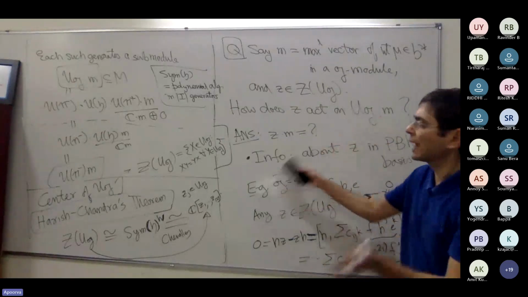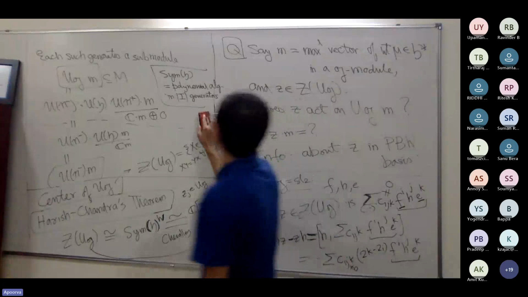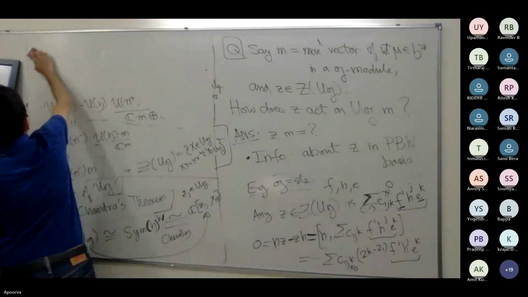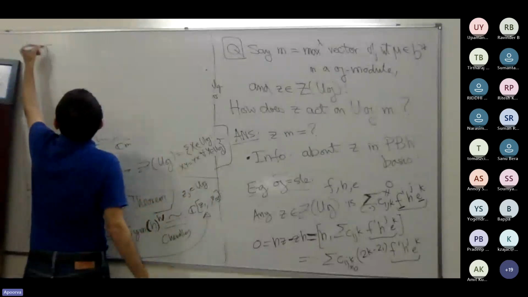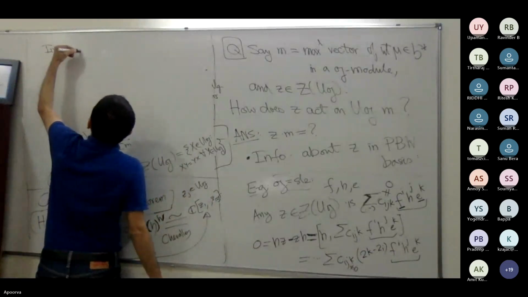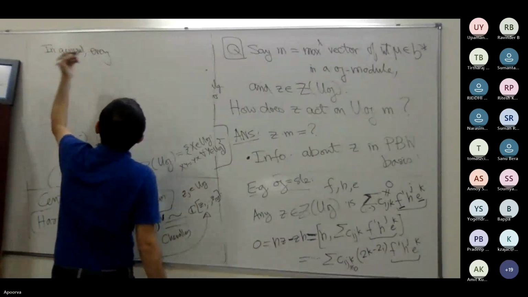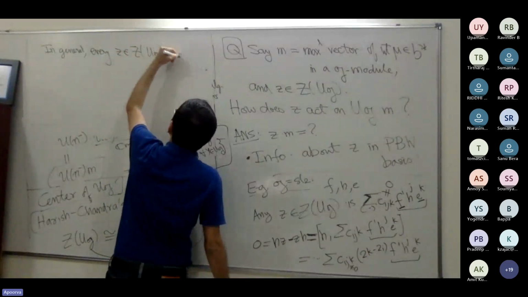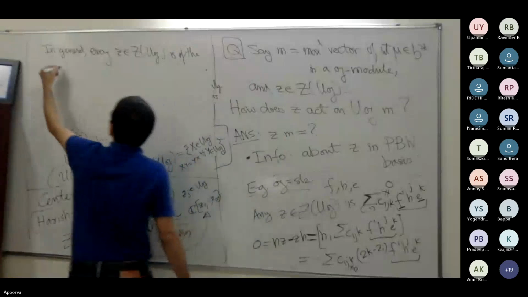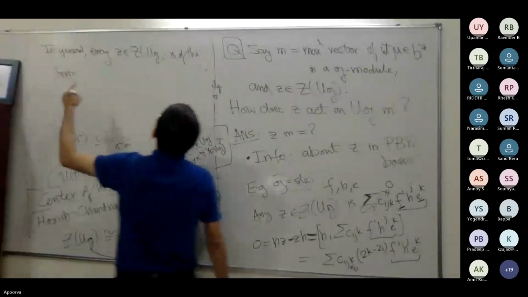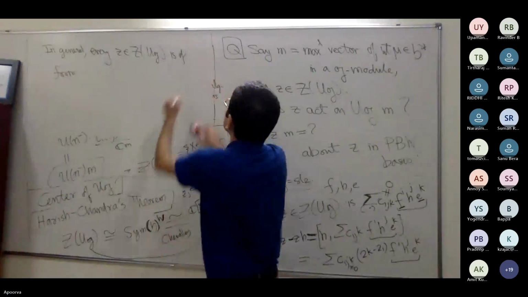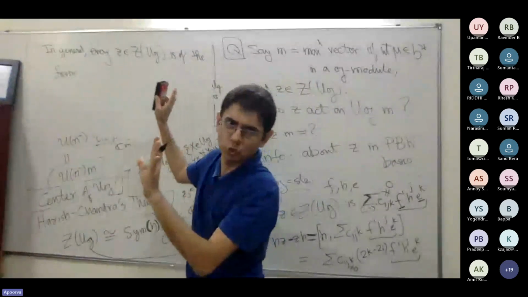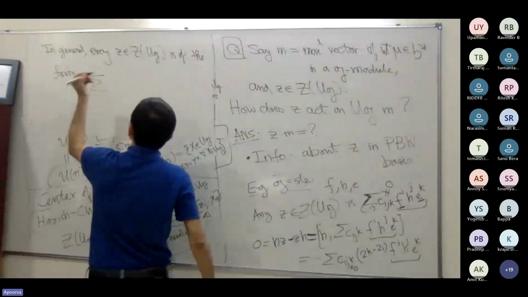The same thing happens now for any semisimple algebra. So let me just say that. In general, every Z in the center is of the form... Is this handwriting too small or is it visible? Let me know if it's too small. Okay, it's summation.